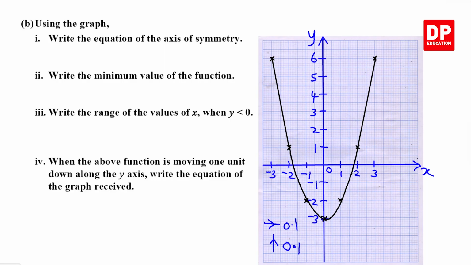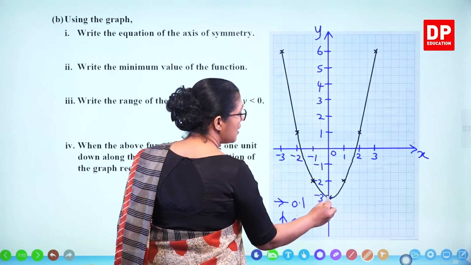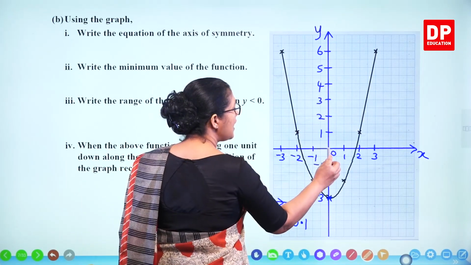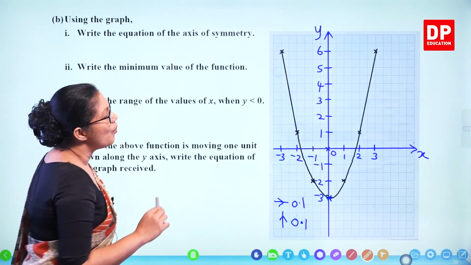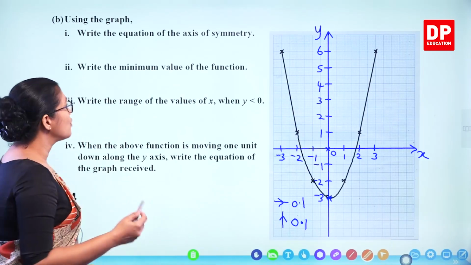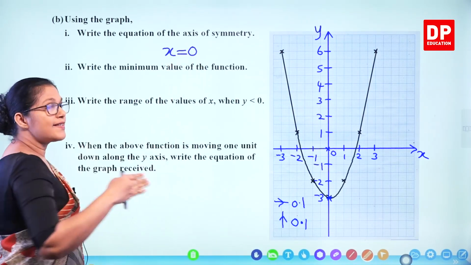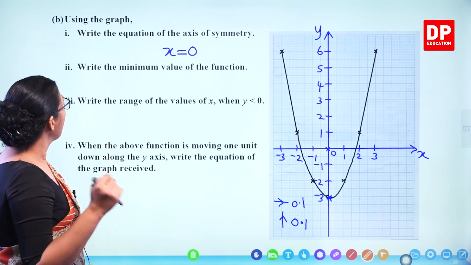Now we'll look at the other questions. Using the graph, write the equation of the axis of symmetry. Axis of symmetry is here. It passes through the minimum or maximum point. So what's this line? A vertical line passes through x equals 0. So the line is x equals 0. For vertical lines we write x equals, for horizontal lines we write y equals.